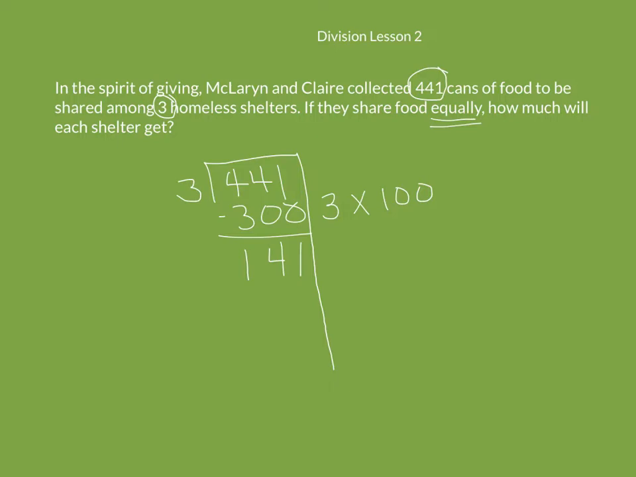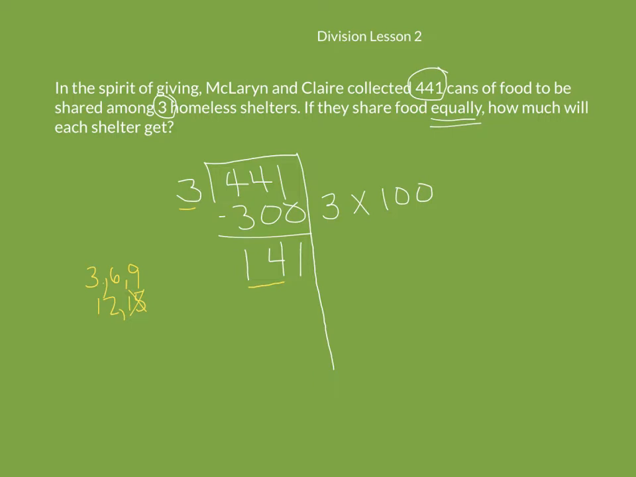I cannot make another 3 groups of 100 because I don't have 300. So I'm going to think about putting these 2 place values together, these 2 digits together, and think about that as 14 tens. Now, if you think of the multiples of 3, what multiple of 3 is close to 14? I have 3, 6, 9, 12. Oh, that's close to 14. The next one is 15, and that's too big. So we're going to go with the 12.